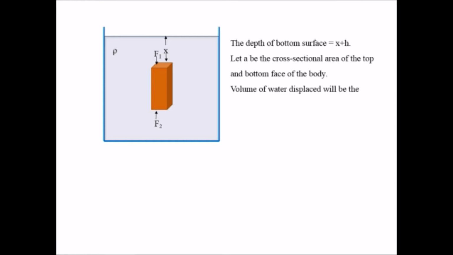The volume of water displaced after immersing the body will be equal to the volume of the body, which will be area into height, that is A into h. So the mass of the water displaced will be the volume into density, which is Ah into rho.